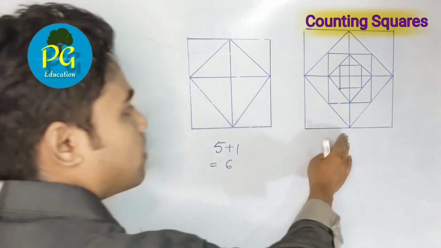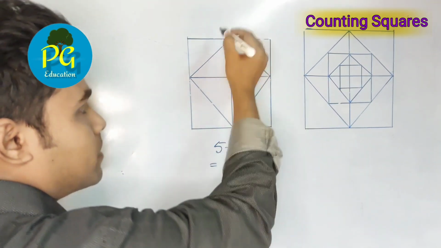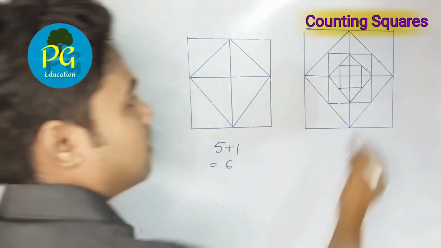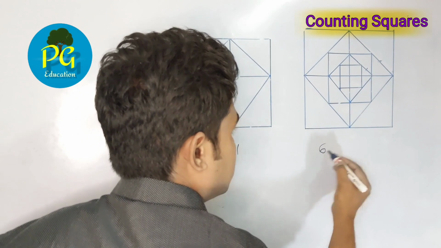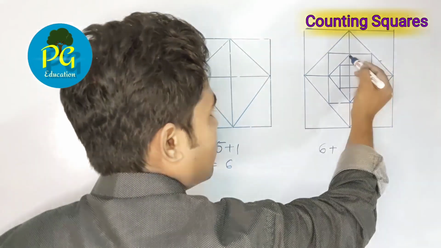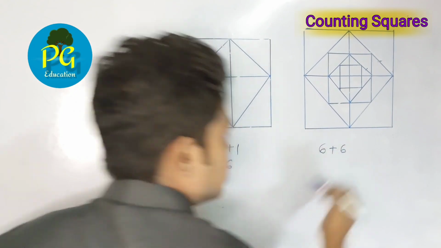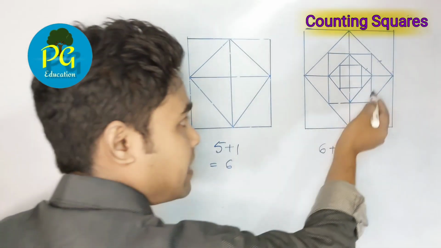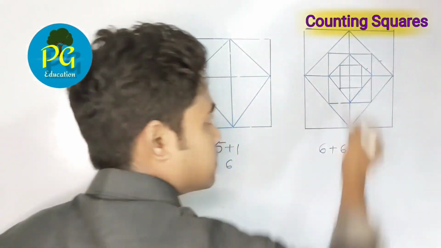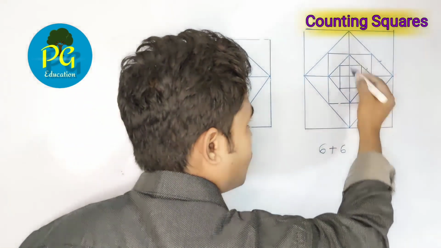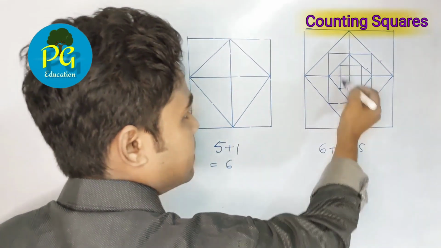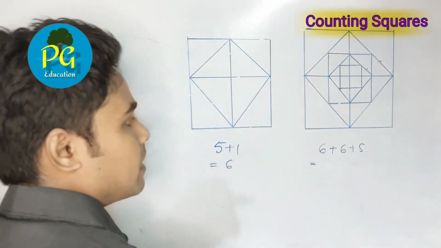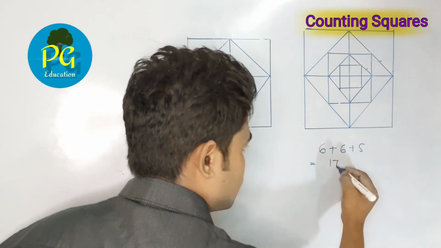Okay. In this diagram, you look how many squares of this type are there. There is 1 square, there are 2 squares. So for this square we have to count 6. For this square we have to count another 6. And inside this square there is a square, but inside this square there are no such squares like the kite. So we have to count only 5. Inside this square there is only a plus sign, so we have to count 5. So in total there are 12 plus 5, that means 17 squares.